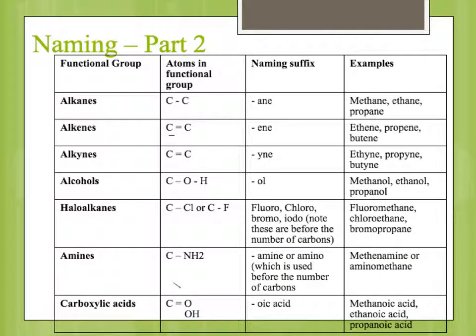Okay, so these are all the functional groups you have to be able to name. Alright, so you've got alkanes, alkenes, alkynes, alcohols, haloalkanes, amines, and carboxylic acids. You also need to know their properties, both chemical, how do they react, and physical. So if we start with alkanes, alkanes are really pretty much unreactive. They combust, they burn really well, but otherwise they're not very useful.